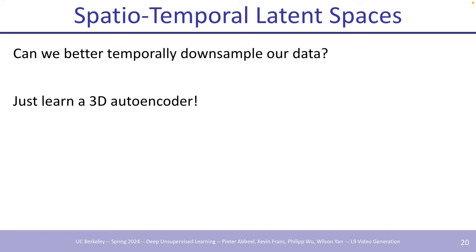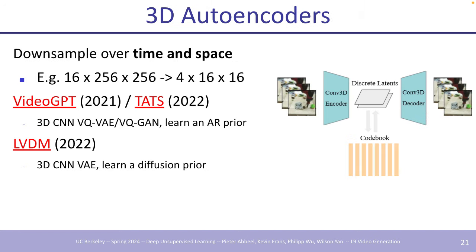So the other option here that has been more popular recently is basically spatial temporal latent spaces. Stable Diffusion has a VAE that compresses over space per image. So why not just train a new VAE or a new autoencoder that compresses over space and time simultaneously? There are some pretty old works, something I worked on a while back for VideoGPT. TATS was another work that was a follow-up. Both of those were training 3D CNN VQVAEs, VQGANs, and then used an autoregressive model to learn the videos. LVDM here is very similar, but for a diffusion model. So they train a 3D CNN VAE and then they learn a diffusion prior.